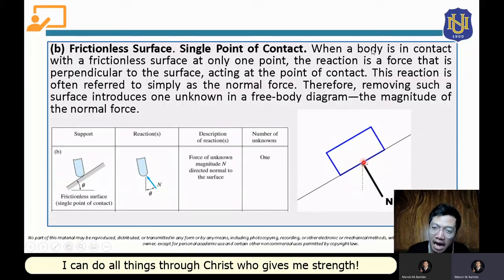So this will be applied at that point, and it will be applied 90 degrees from the incline, so perpendicular to the inclined surface. This will be the reaction force provided by this smooth, or frictionless, surface. So this will be just one unknown if the support is a frictionless surface: only one unknown reaction force for this support.